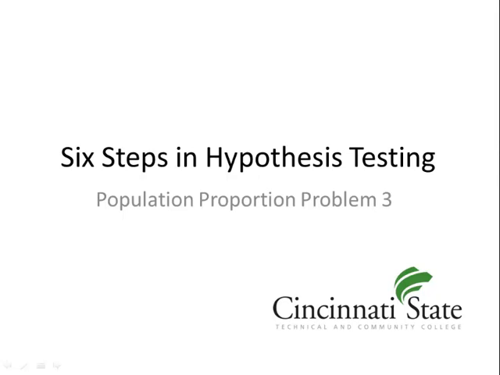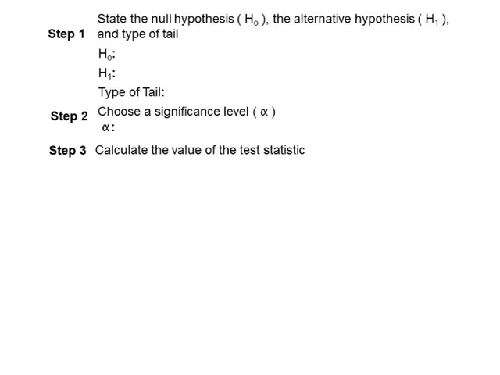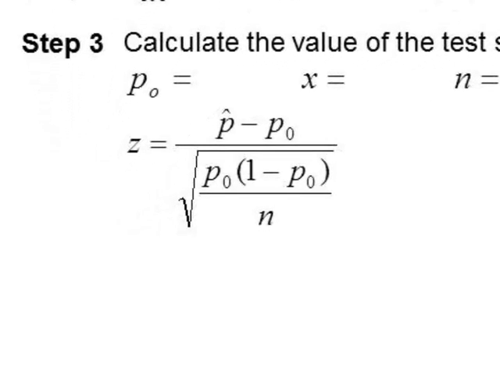6 steps in hypothesis testing, population proportion, problem 3. Let's begin by reviewing the 6 steps in hypothesis testing. Step number 1, we state the null, the alternative, and type of tail. Step number 2, we state the predetermined significance level, alpha. Step number 3, we calculate the value of the test statistic. This comes from the sample data, and since we're doing proportions, we use this Z formula.